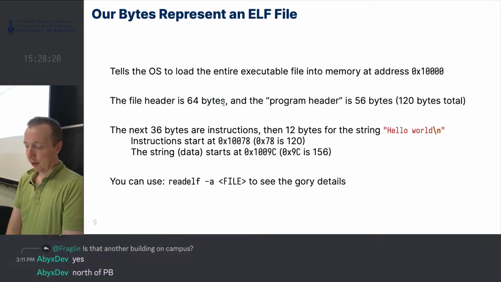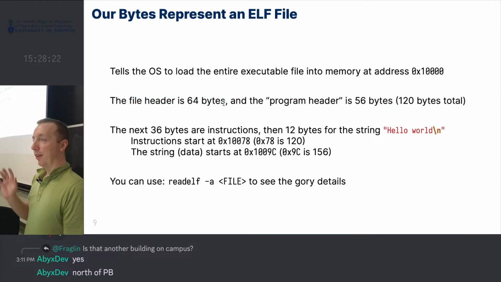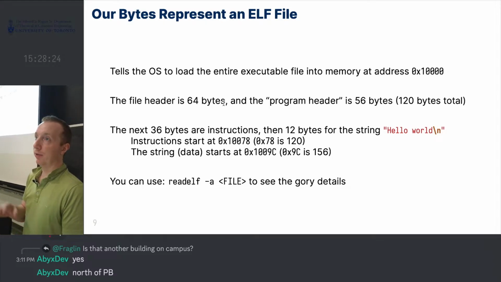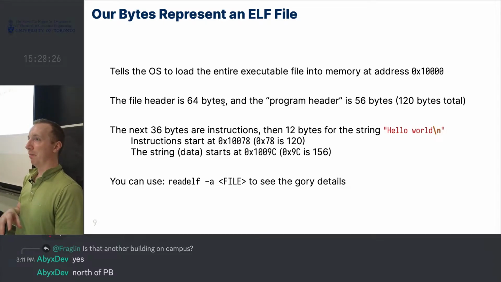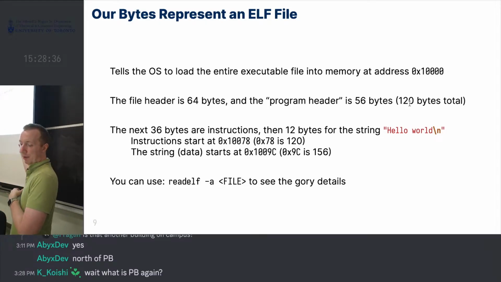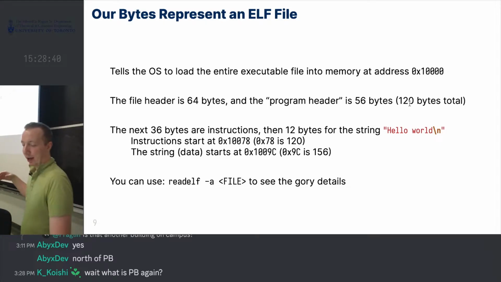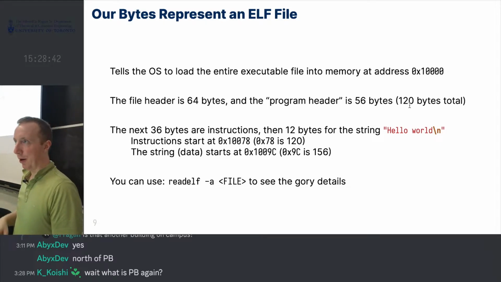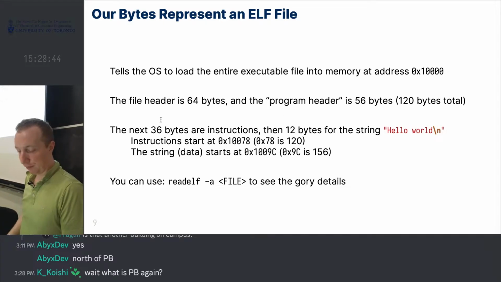So there's 2 parts of an ELF file. It always has to start with a header, which is 64 bytes, which is like almost a third of that file. And then a program header, which is 56 bytes. So all this information to tell the operating system about our program is 120 bytes, which is most of our program. And again, you don't have to know about ELF headers or anything like that.